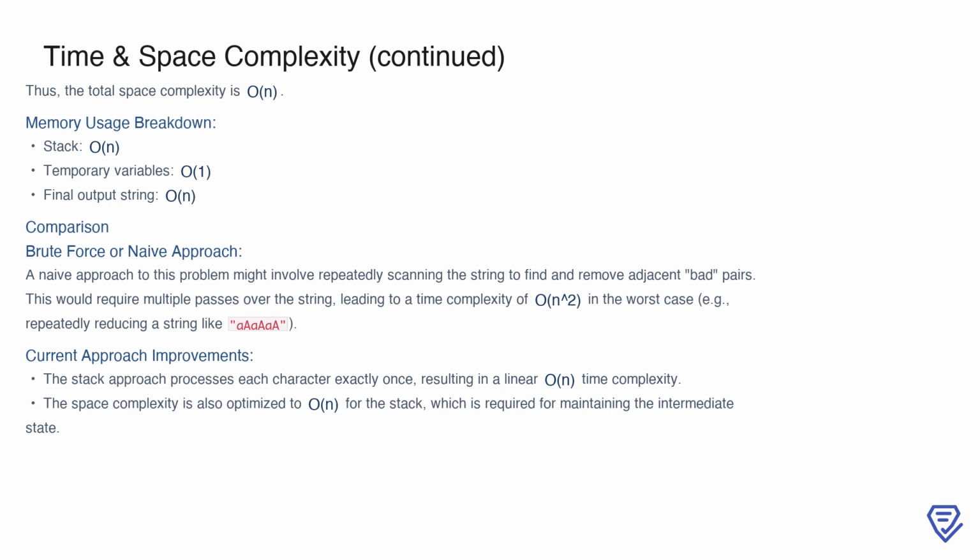This could result in a time complexity of O(n²) in the worst case, such as when reducing a string like AAA. In contrast, the stack-based approach avoids redundant operations by processing each character exactly once. This results in a significant improvement, reducing time complexity to O(n), while maintaining an efficient O(n) space complexity.